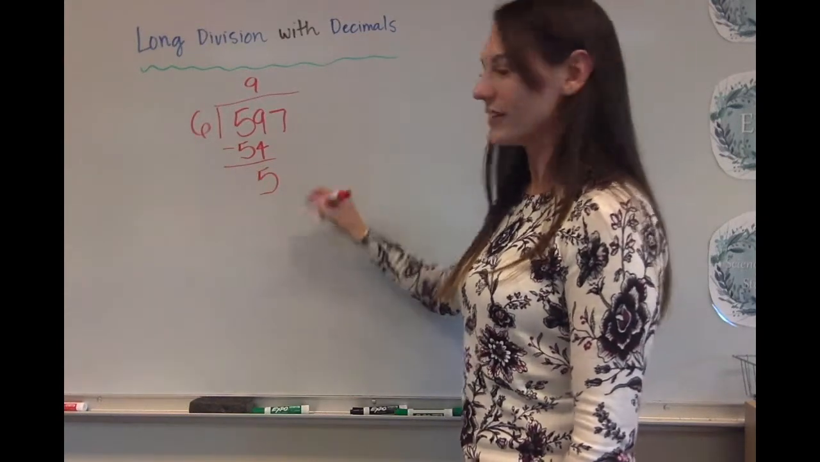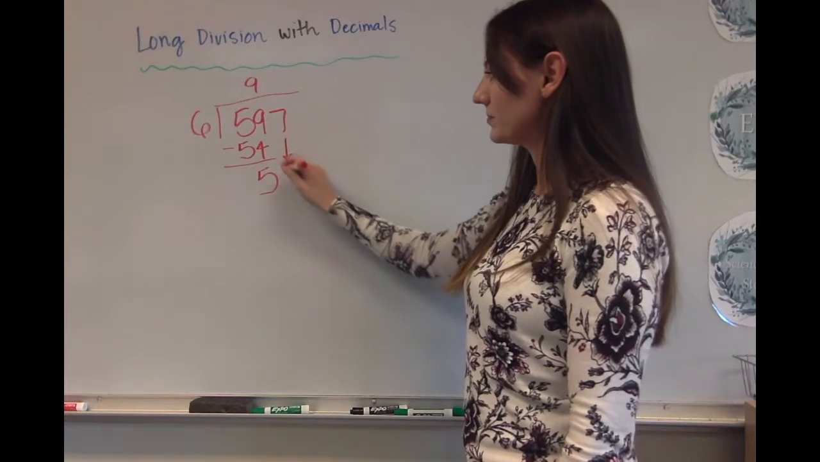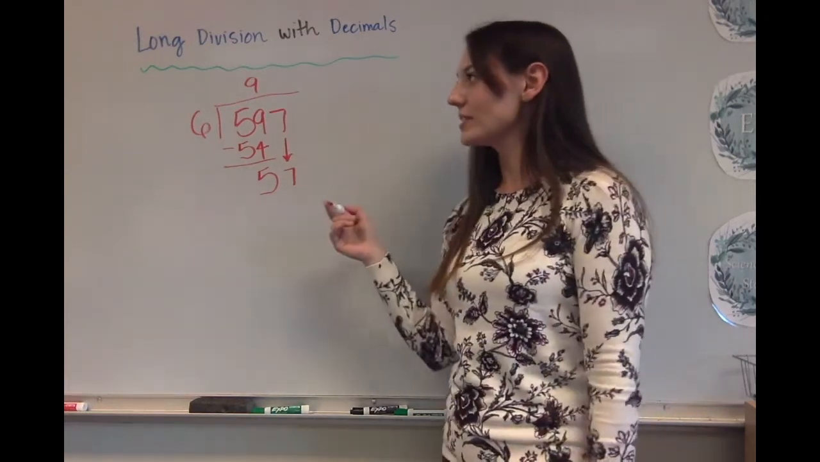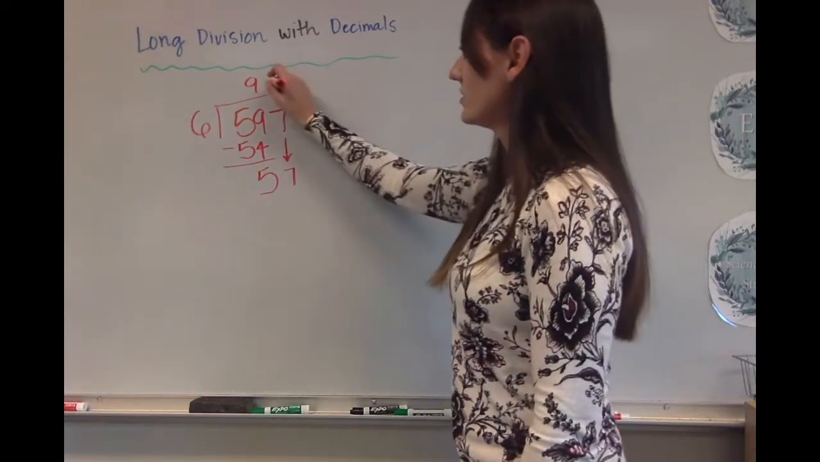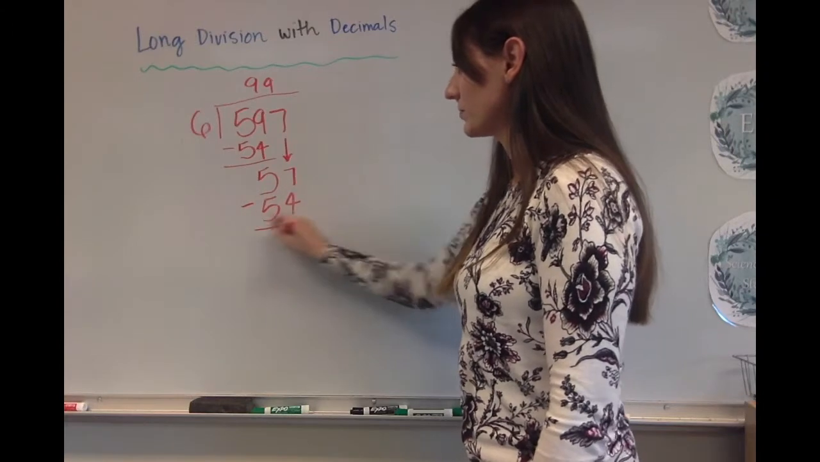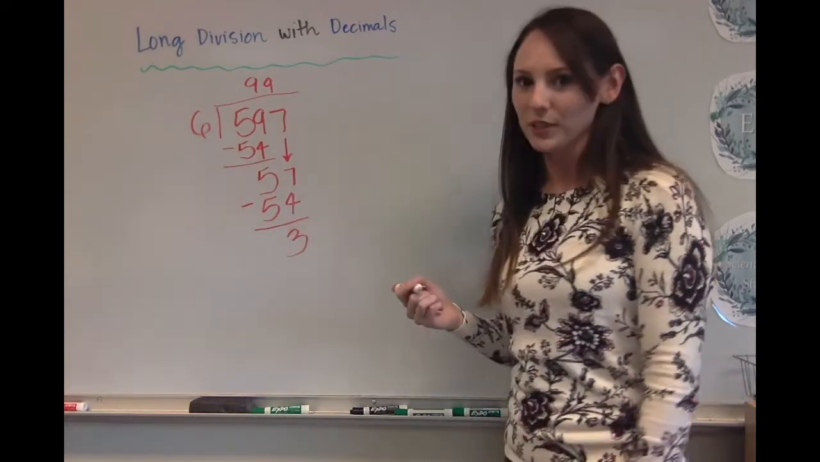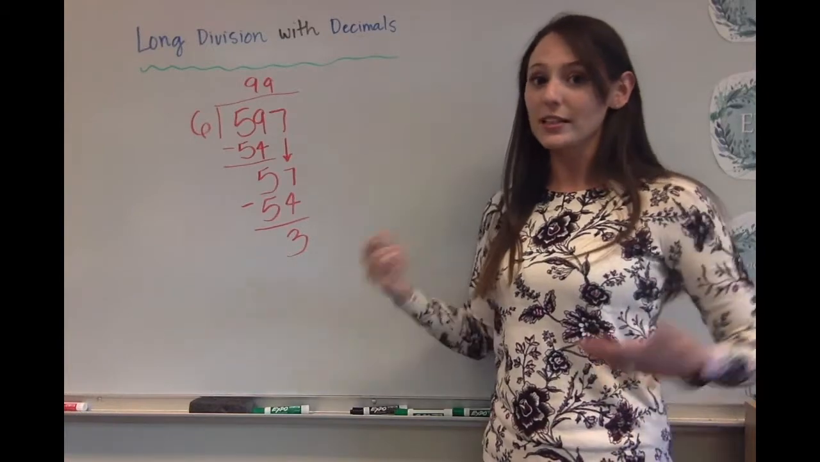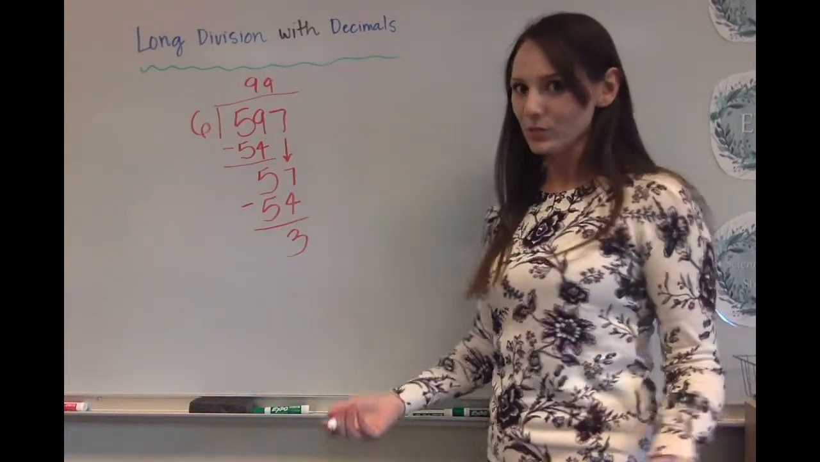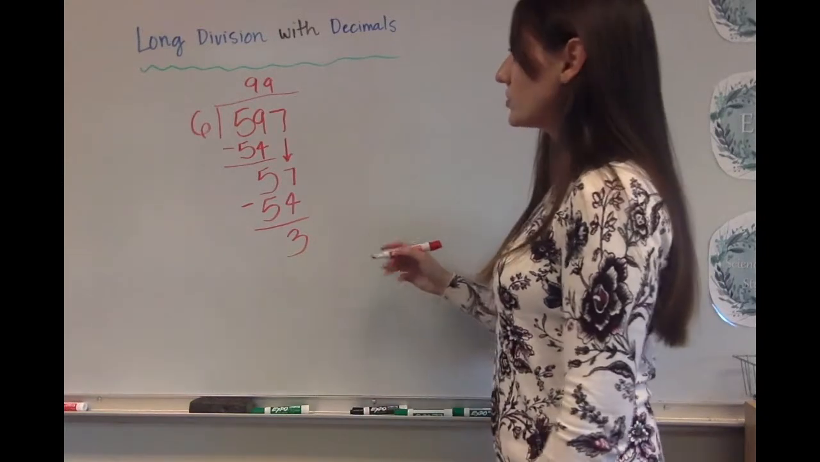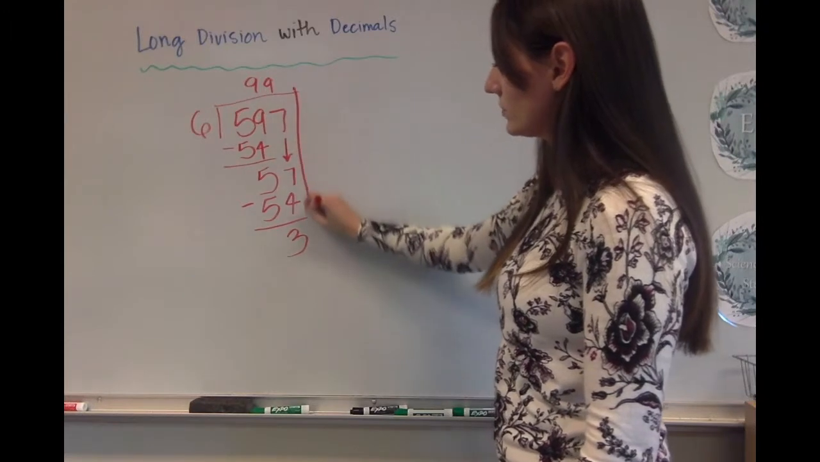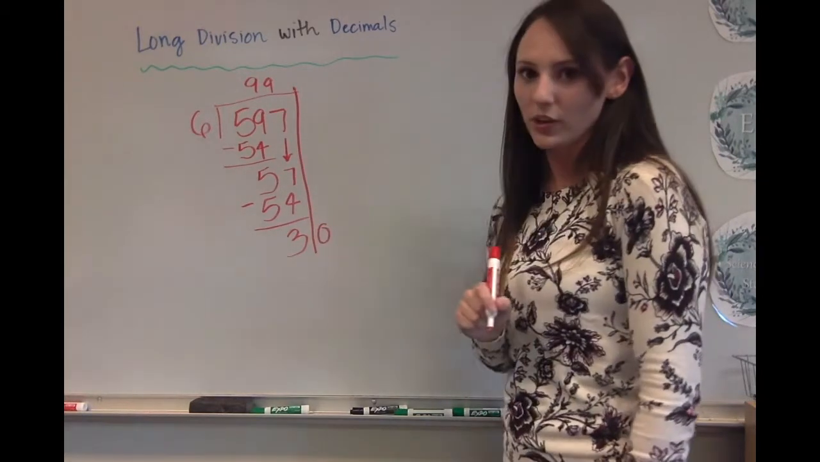6 can't go into 5, so I'm going to bring down that 7. Now I have 57. 6 can go into 57 9 times again, and I'll subtract 54 again. And I get 3. So 6 cannot go into 3. Like I said before, this would be your remainder. But let's keep solving and find that decimal, so it's even more accurate. So we're going to put our decimal right here, and bring that line down to make our new place value column.